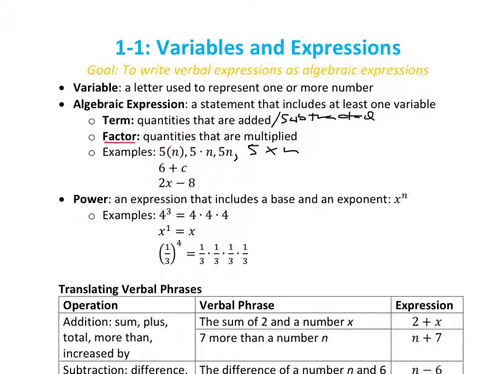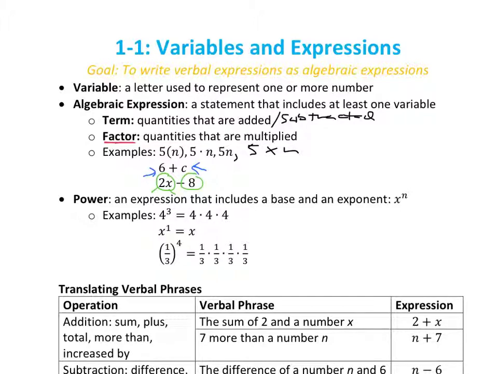Okay. For 6 plus c, we've got two different terms here. 6 is one term, and c is another term, okay, because they are added together. And lastly, 2x minus 8. So for 2x minus 8, we've got 2 and x, right? That's one term with two different factors. 2 is a factor, and x is a factor. And we have another term here, the 8, okay? So that's pretty much how algebraic expressions work.